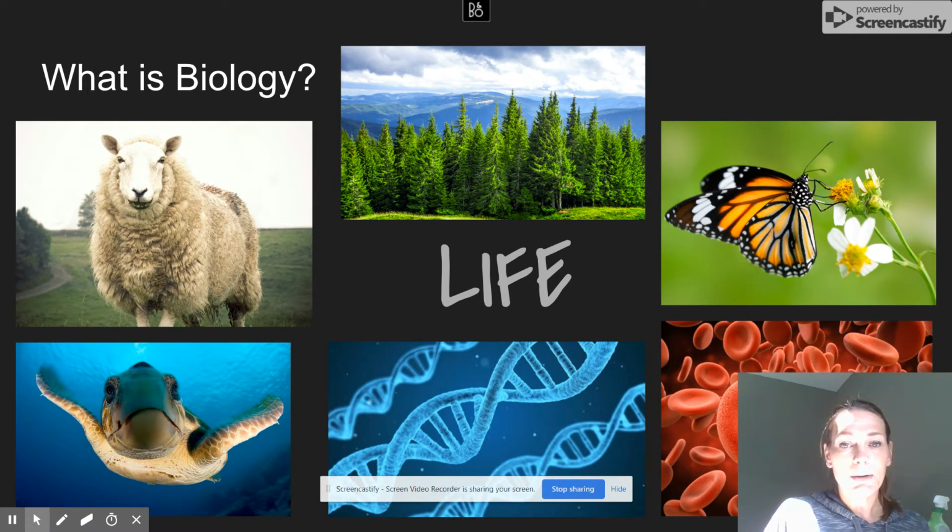You will also see in these pictures that there are some non-living elements. So for instance, examples would be the mountains in the back of the trees or the water that the turtle is swimming in. Those are not alive. However, the living components of every environment interact with the non-living components, so they play a role in biology as well.